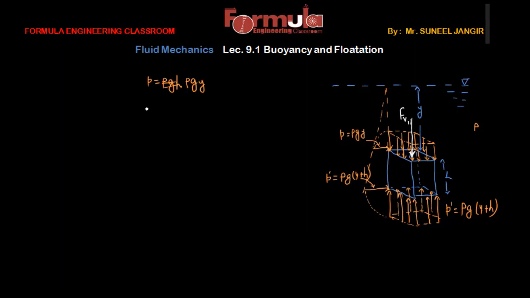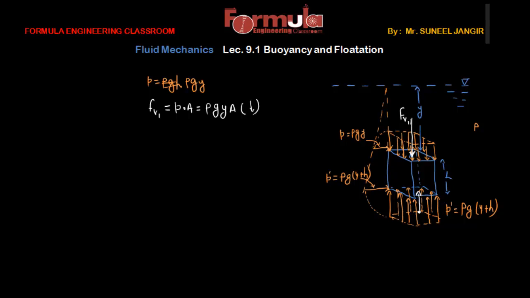Okay, so we can write FV1 will be equal to P into area. And what is P? P is rho g y into area. And obviously this force is acting in downward direction.